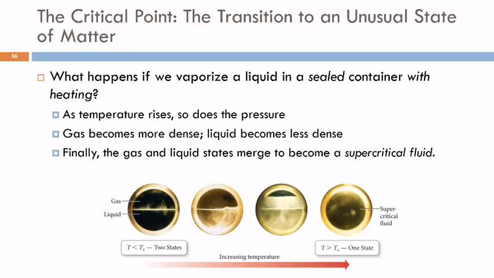And at a certain point called the critical point, the gas and the liquid phases merge, and they become one phase called a supercritical fluid. And here's a picture of that happening. Here's the liquid and the gas. As the temperature and the pressure increase, there comes a point where we just have one state. There's no meniscus. It's not a gas, but it's not a liquid either. It's a supercritical fluid.